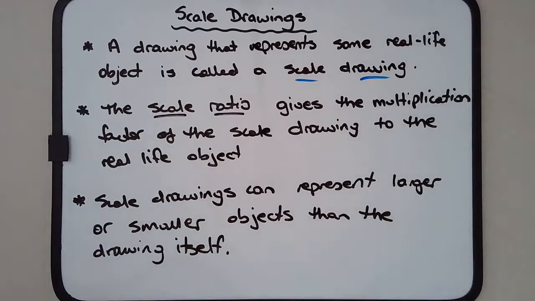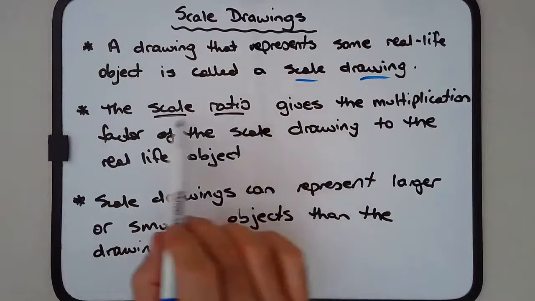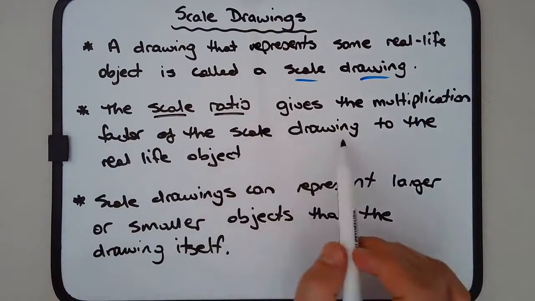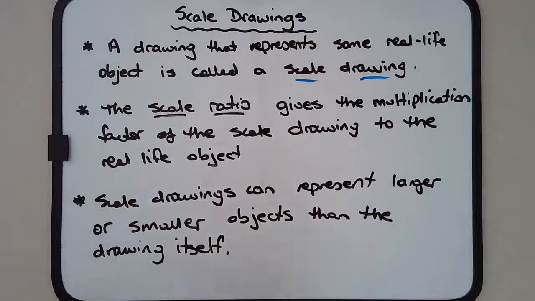When we're thinking about a model car, for example, that's just a small model car. That's a three-dimensional version of a scale drawing. We're only going to focus at the moment on two-dimensional. Okay, we have something called the scale ratio, and the scale ratio gives what we call the multiplication factor of the scale drawing to the real life object. Okay, so we'll look at an example shortly.